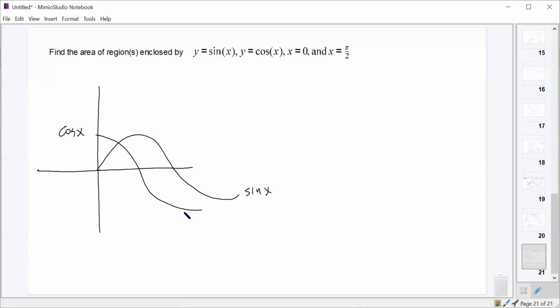All right, so we have cosine x and we have sine x, and we're looking between 0 and pi over 2. Pi over 2 is where sine hits its max and cosine hits the x-axis. So we're looking at two different regions. And so in order to find the red one, we're going to have to do an integral of cosine minus sine. And then we'll have to add to that an integral of sine minus cosine. Everybody agree with that?